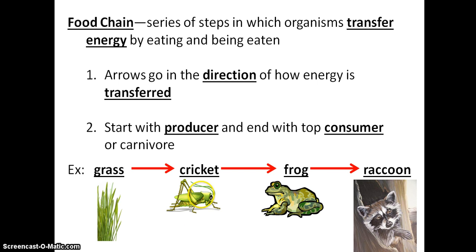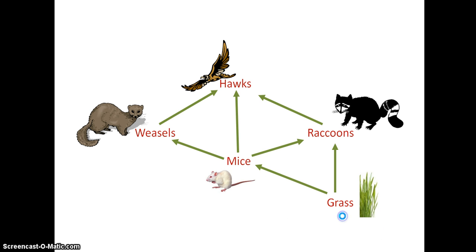As an example in this picture, you have the grass, which is the producer, and the grass ends up in the belly of the cricket, so its energy is transferred to the cricket. The cricket ends up in the belly of the frog, so its energy is transferred to the frog. And finally, the frog ends up in the belly of the raccoon, so its energy ends up in the raccoon.